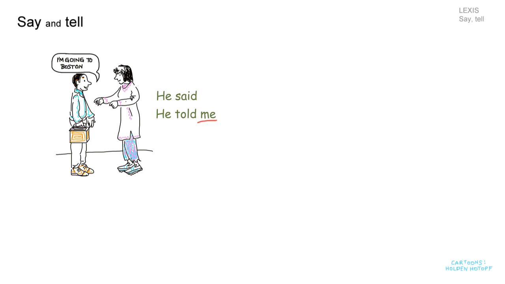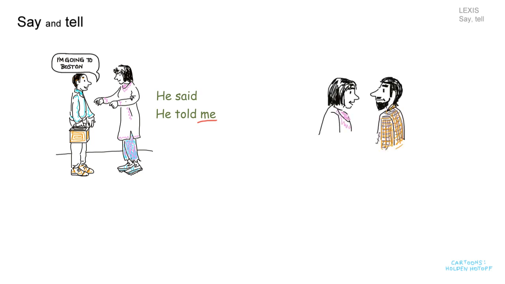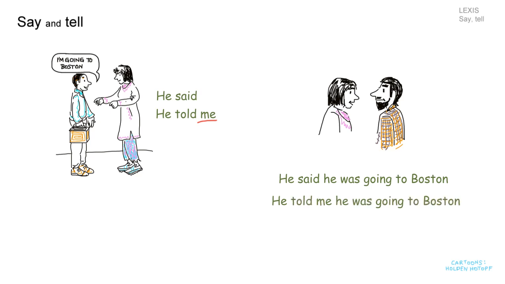Now let's look at another little picture. It's the same woman speaking, reporting now to somebody else, and she's saying, he said he was going to Boston. Or, alternatively, he told me he was going to Boston. And again, notice that with he said, you could say to me, but mostly we don't. Sometimes we do. And with he told me, you have to. So I'll just underline the me there because you have to.